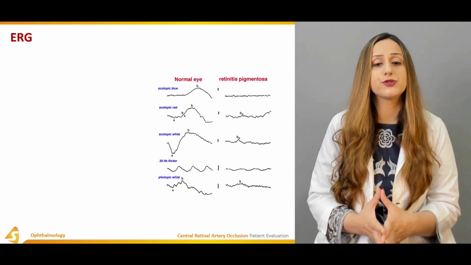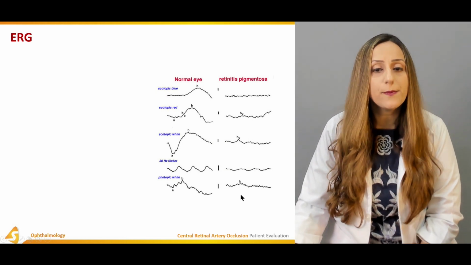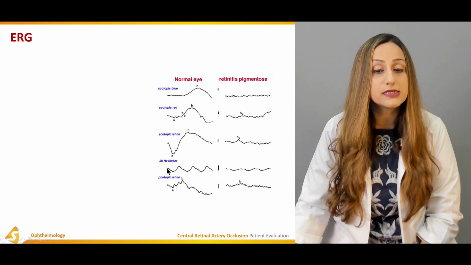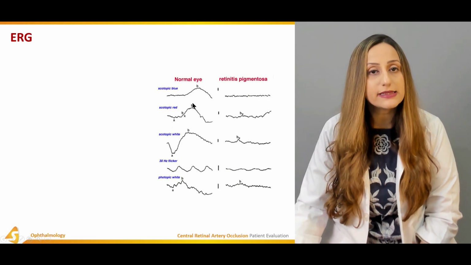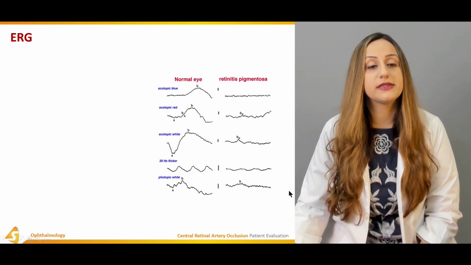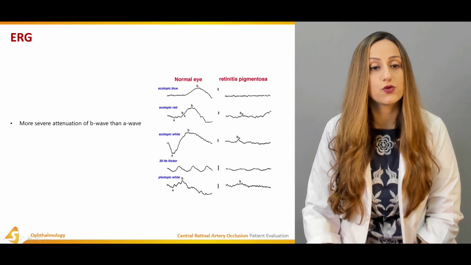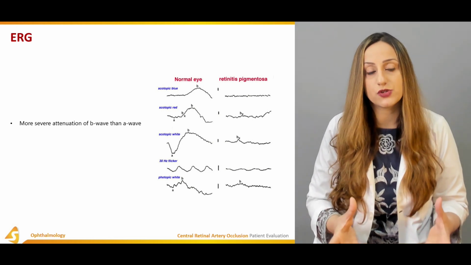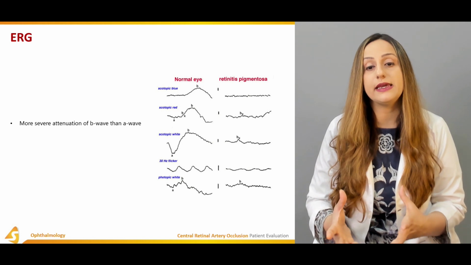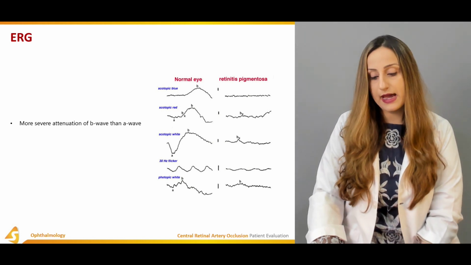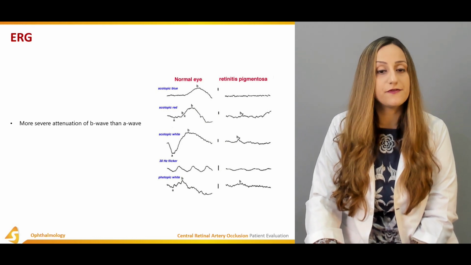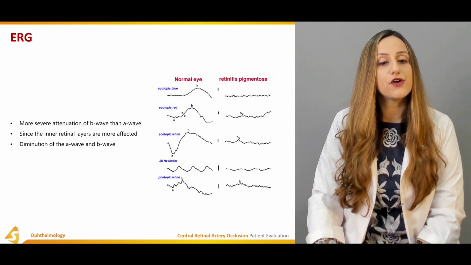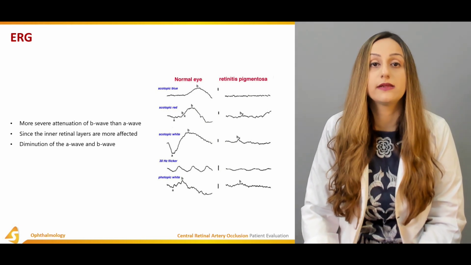Then we have other techniques known as the ERGs. We have the scotopic blue, then the scotopic red, scotopic white, and the 30 Hertz flicker, and then the photopic white. We are basically comparing this normal eye with the eye of retinitis pigmentosa in this case. There is more severe accentuation of the B wave. Usually when ERGs are carried out, different waves are compared with the normal eye, and the severity of the accentuation of the B wave is more than in the A wave, since the inner retinal layers are more affected in this case. Diminution of the A wave and the B wave is also noted in a lot of cases.